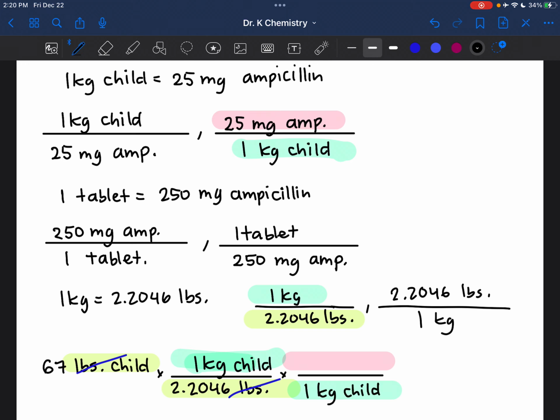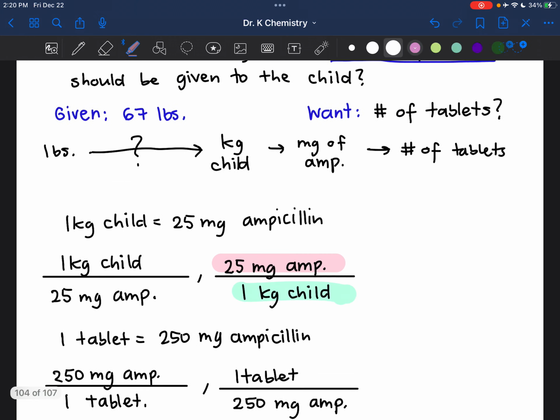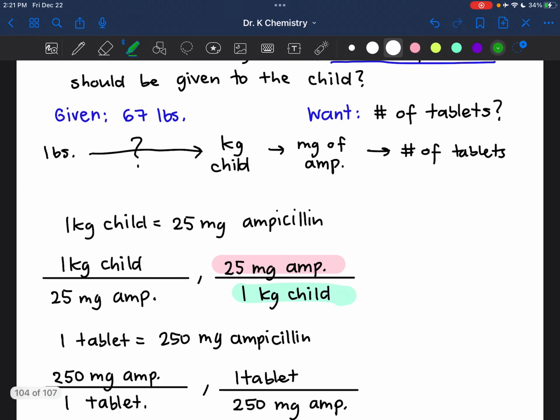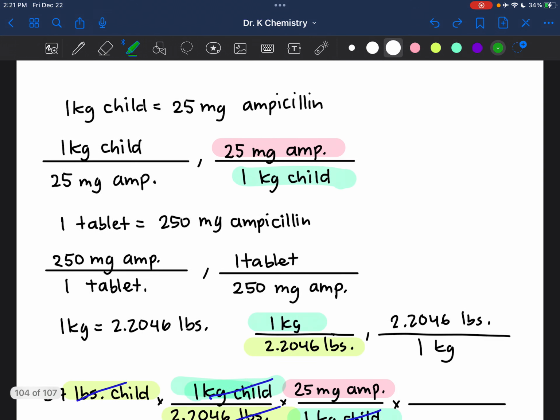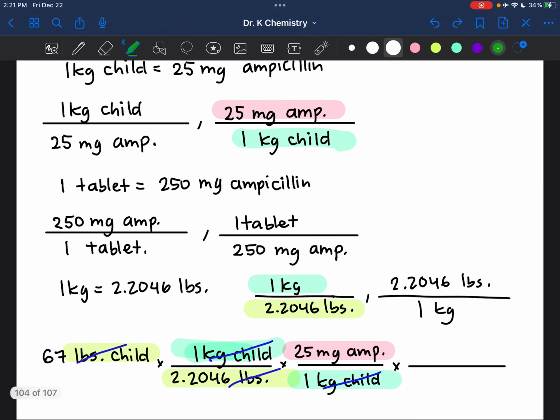Okay, and we see that in 1 kilogram, so for every 1 kilogram of this child's body mass, we need to give them 25 milligrams of ampicillin. And now the kilograms cancel out, and we're looking at 25 milligrams of ampicillin. But finally, we don't really care how many milligrams of ampicillin specifically. We're interested in the number of tablets. So how many tablets do we need to give them to administer those 25 milligrams of ampicillin?